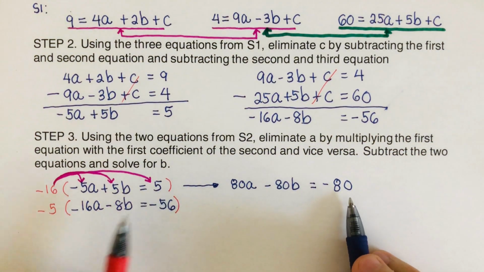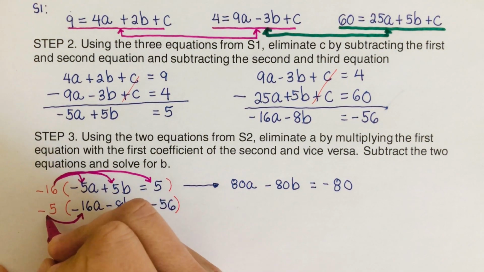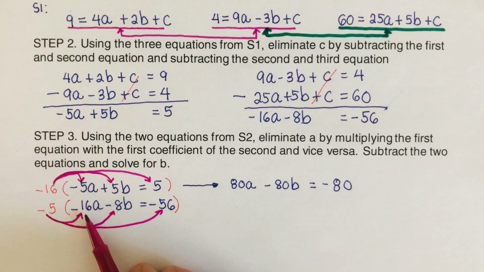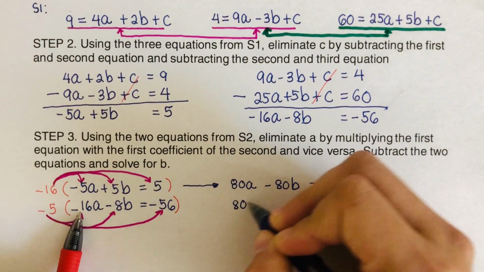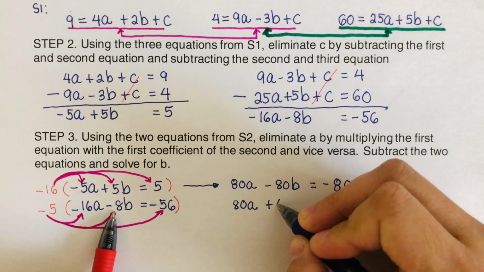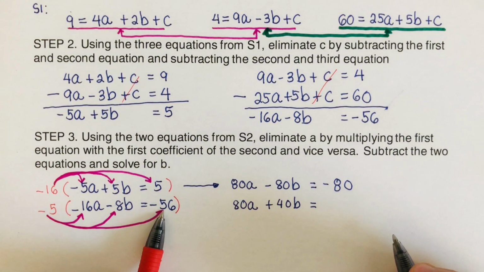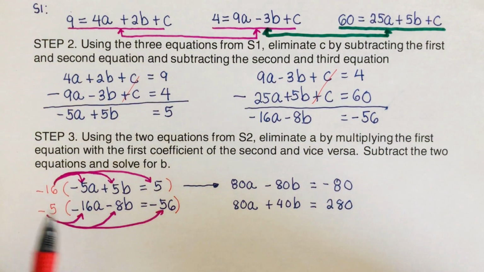And then from here, we can do the same thing on the second equation. We're distributing the 5 to each of the terms here. Again, others distributed it only to the first one. That is not the right way to do it. It has to be distributed to both of them. So doing the math here, we have negative 5 times negative 16a would be 80a. And then negative 5 times negative 8b is a positive 40b. And then that is equal to negative 5 times negative 56, which would be a positive 280. It's positive because we have a negative and a negative.